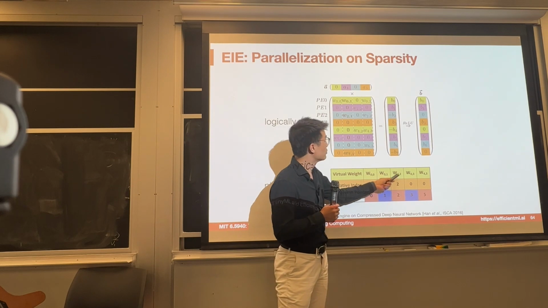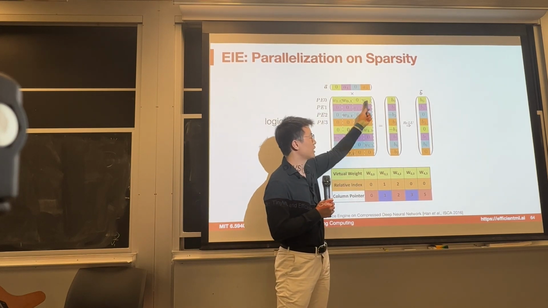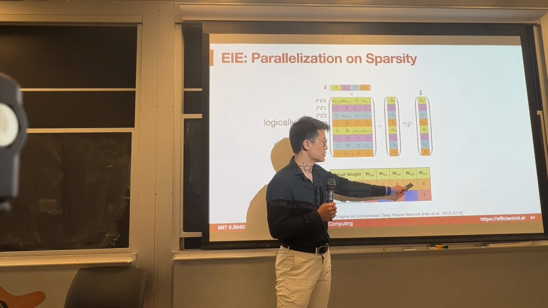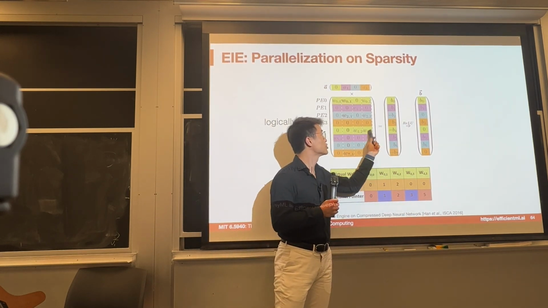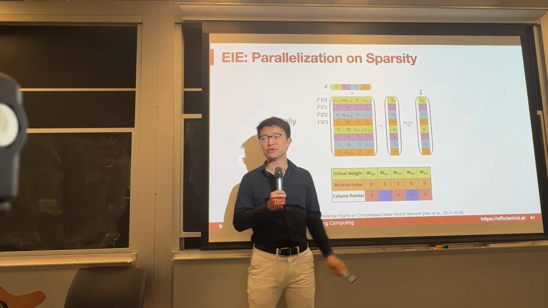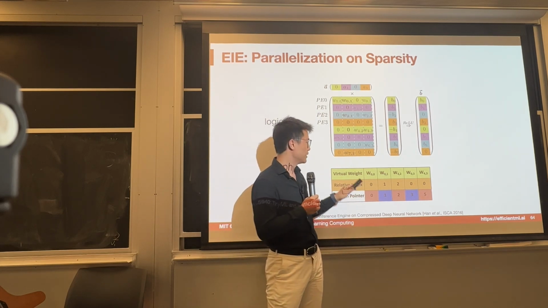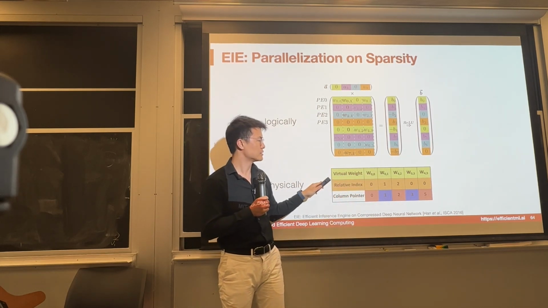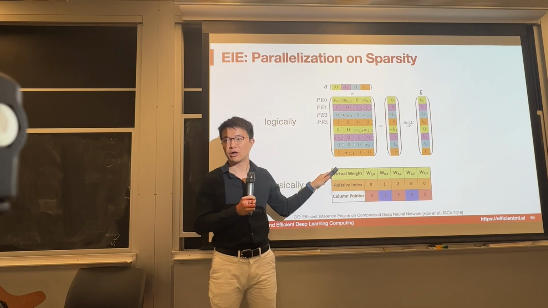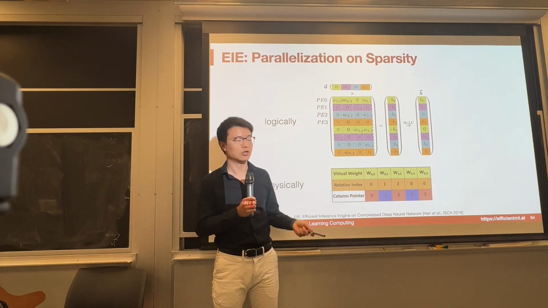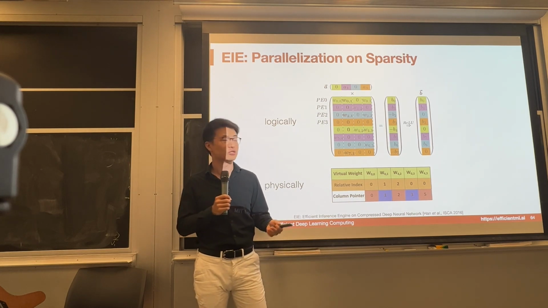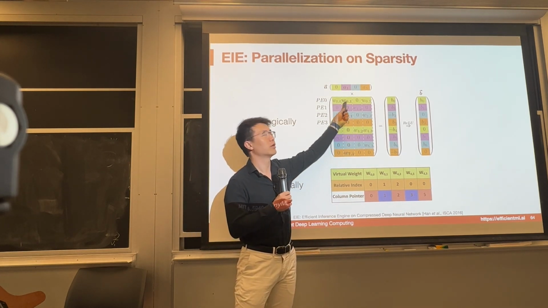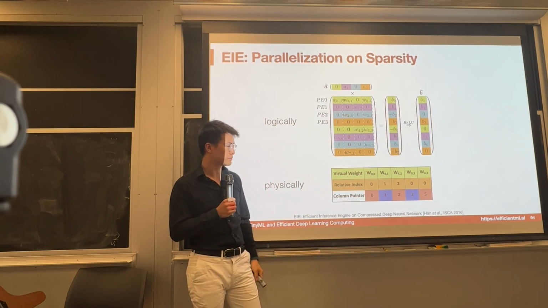Following W42, immediately we have W03, so it's a 0, and then W43, which is the last one, which has a skip of 0 with the previous element. So that's the virtual weight. We'll talk about why we call it virtual weight, because we're going to do a decode. And the relative index shows the skip, the distance between the current non-zero and the previous non-zero.